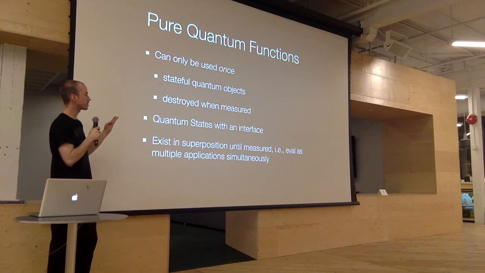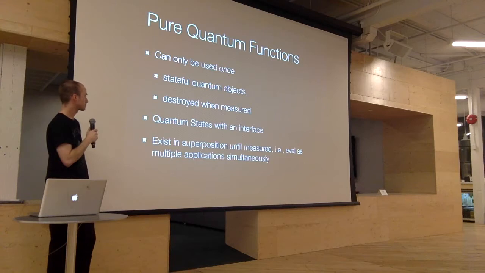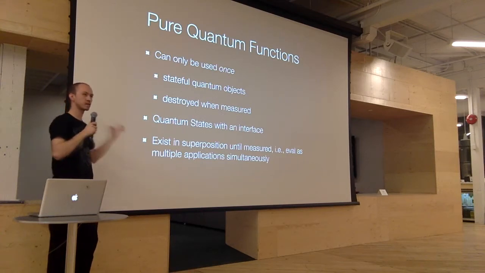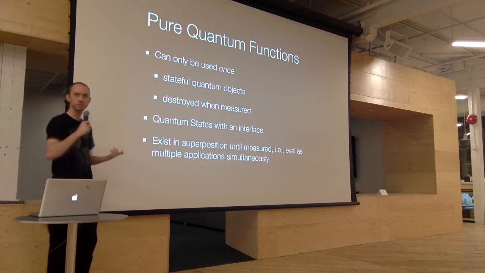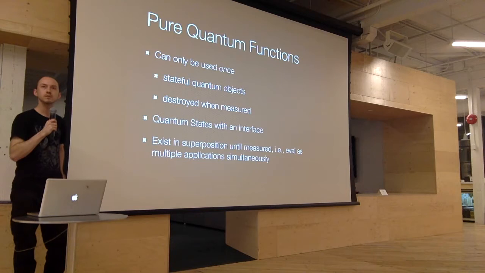In order to complete an evaluation of these pure quantum functions, you then have to measure them, and that also destroys them. So that's why they can only be used once. But you can think of them as quantum states with an interface, and that gives you this nice little black box closed world.